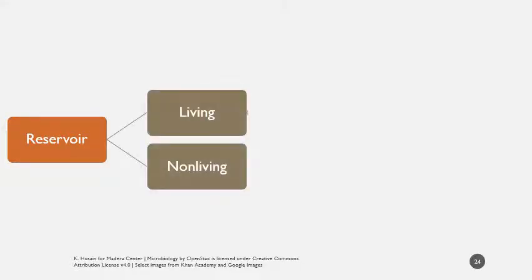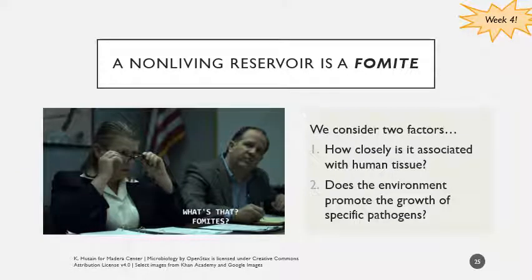When we're thinking about different reservoirs, we can categorize them as living or non-living. I'll briefly talk about non-living first. We've talked about this already, so those are just fomites, and then we'll get back to living. So a non-living reservoir of a pathogen is a fomite. We briefly talked about this in week 4. When we're thinking about fomites and how likely they are to act as reservoirs and spread pathogens to humans, we think about how closely it's associated with human tissue.